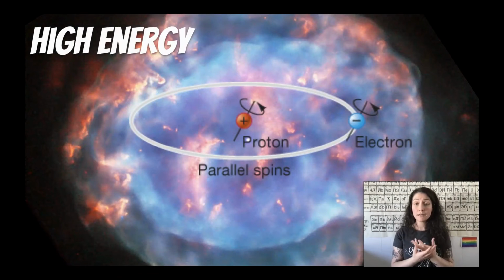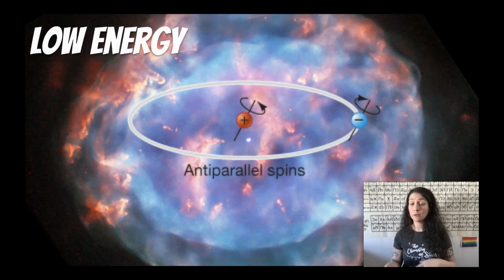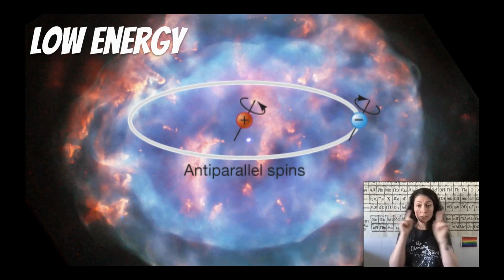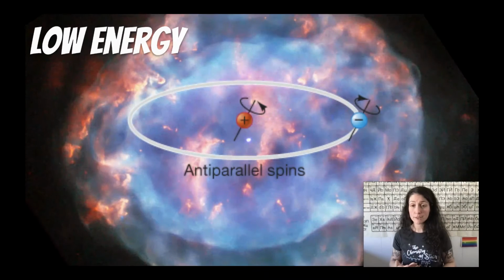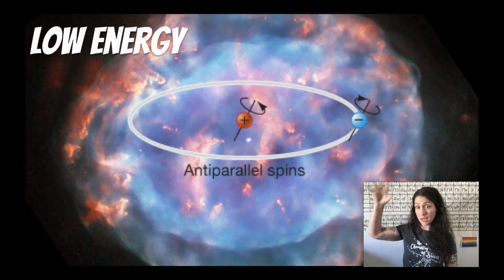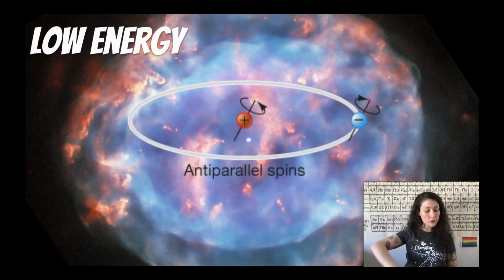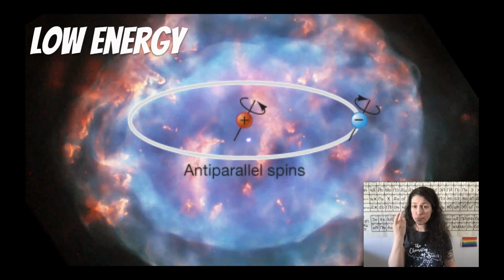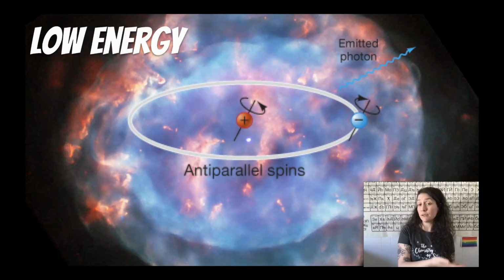Inside of a hydrogen atom, there's the proton and the electron. When they are spinning in the same direction, that's a higher energy state called parallel spins. Anti-parallel spins are lower, right? Instead of going in the same direction, they're going in opposite directions, and that is cozier for the atom, requiring less energy. So when it goes from the high energy state to the low energy state, all it's doing is flipping the spin of the electron, but that releases a photon.